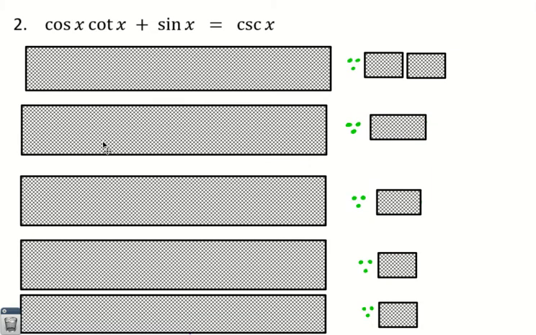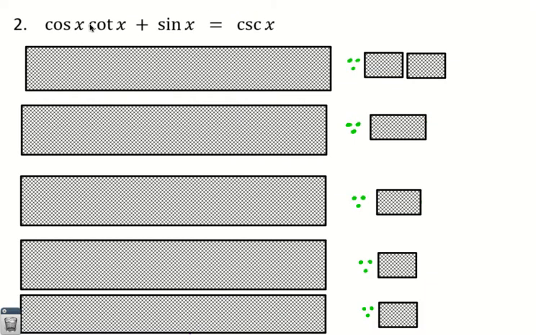Okay, moving on to number 2. What do you guys want to do first? I see cosine, cotangent. Again, you're going to learn that I don't really want to work with it as a cotangent. Maybe I can rewrite that as something else. Same with this cosecant. You know what I mean?